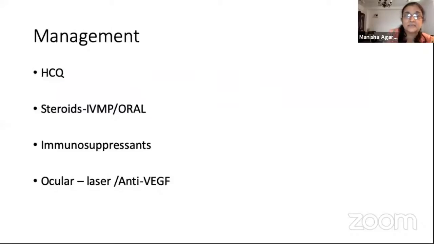And of course, lastly, the management. Hydroxychloroquine is the mainstay for managing SLE patients. And if we have an acute event in SLE, then they can be managed with intravenous methylprednisolone followed by oral steroids, along with various immunosuppressants. As far as the ocular management is concerned, of course, you are going to manage an acute event like CRAVO with paracentesis, with Diamox. But if you have late complications like neovascularization or extensive CNP areas, where the patient is not ready to come back for regular follow-up, you may opt for an early laser and anti-VEGF treatment.